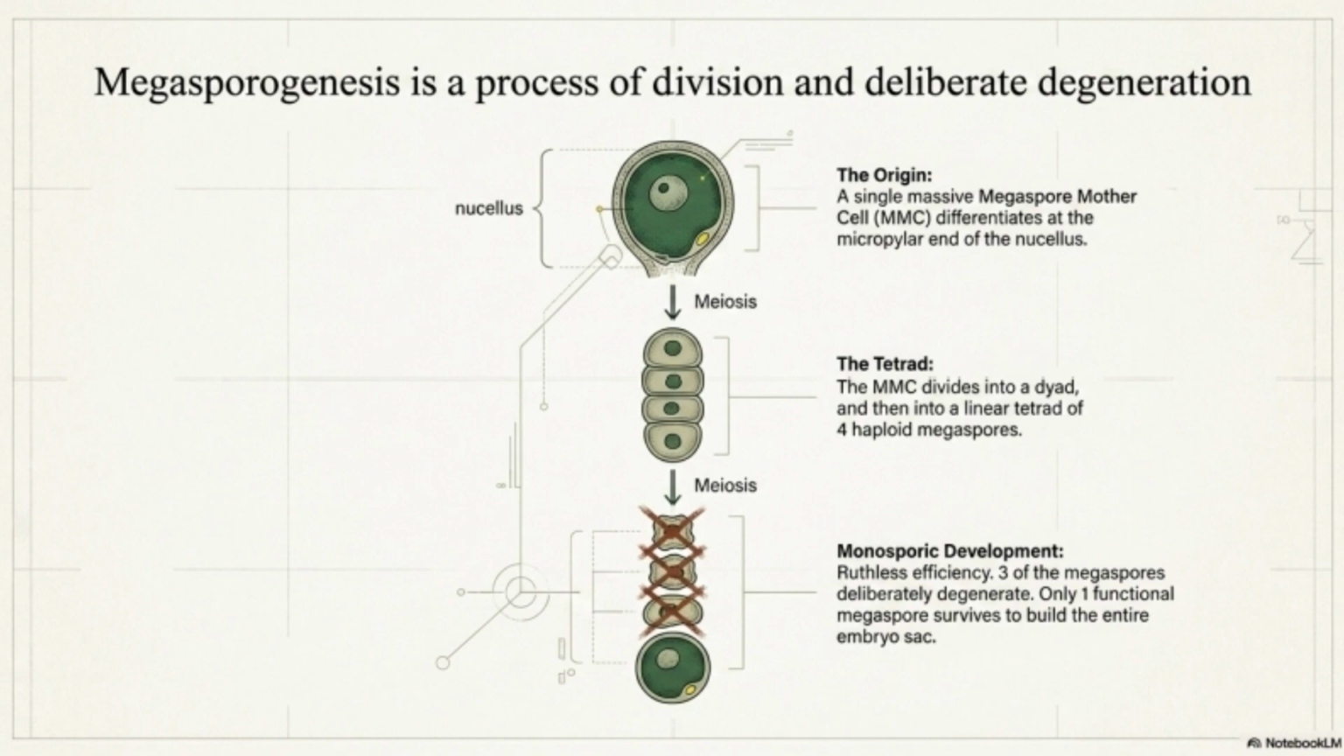Through megasporogenesis. It begins when a single, large megaspore mother cell differentiates at the micropylar end of the nucellus. This cell undergoes meiosis to form a linear tetrad of 4 haploid megaspores. But look at this incredible twist of ruthless efficiency. 3 of these megaspores deliberately degenerate and die. Only one functional megaspore survives to build the entire embryo sac. We call this exclusive pathway monosporic development.